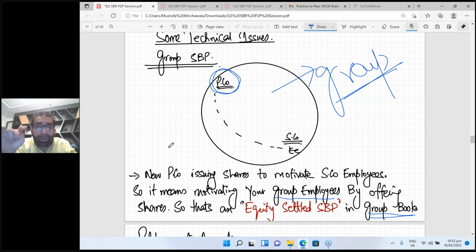If you see the group point of view, parent company employees and S company employees all are working for the group, and the parent company is giving its own shares to group employees. So from the group point of view, we are giving our own shares to our own employees for a certain target. Yes, this is pure IFRS 2. This pure IFRS 2 will be applied in the group books.